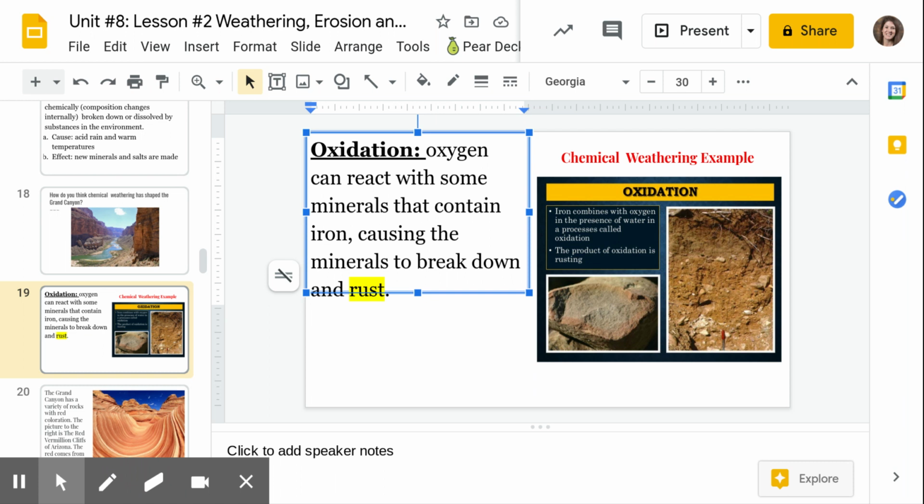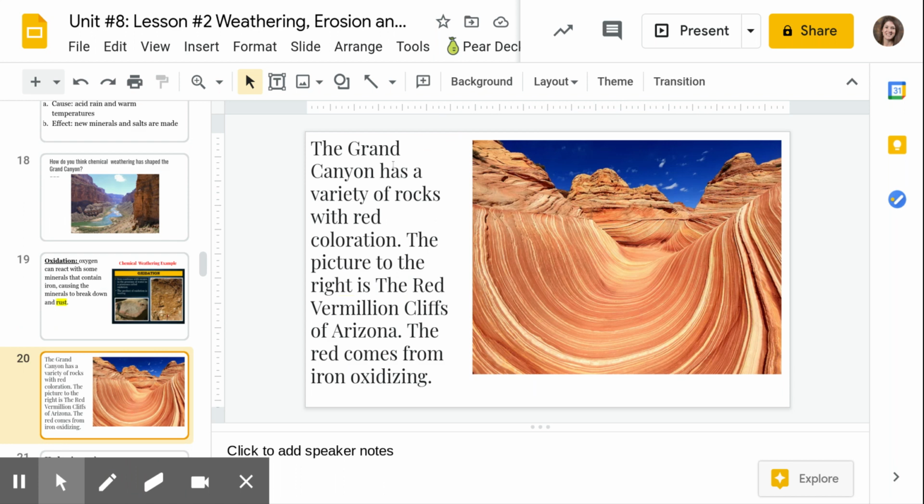And a good example of this, many of you probably have bicycles that eventually have gotten rust on them. That is all from that chemical weathering oxidation. So iron in the metal in your bicycle has reacted with oxygen, and the iron in the metal and the oxygen in the acid rain, causing that to change into rust. So in the Grand Canyon, there are lots of rocks with red coloration.